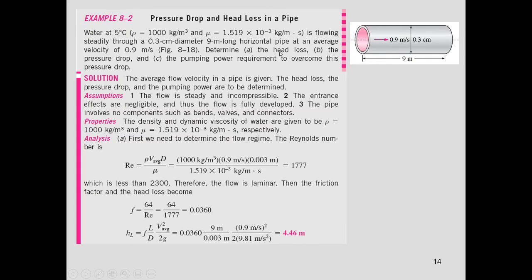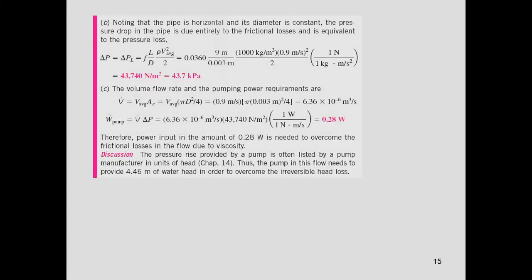Okay, you have solved the first part. And then we go to the second and the third part. The second is the pressure drop and the pumping power requirement to overcome the pressure drop. To calculate the pressure drop, delta P is equal to, I hope you have noted this equation before, delta P equals F L over D times rho V square over 2. Then put in every piece of information that you got, and you get delta P equal to 43,700 kilopascal.